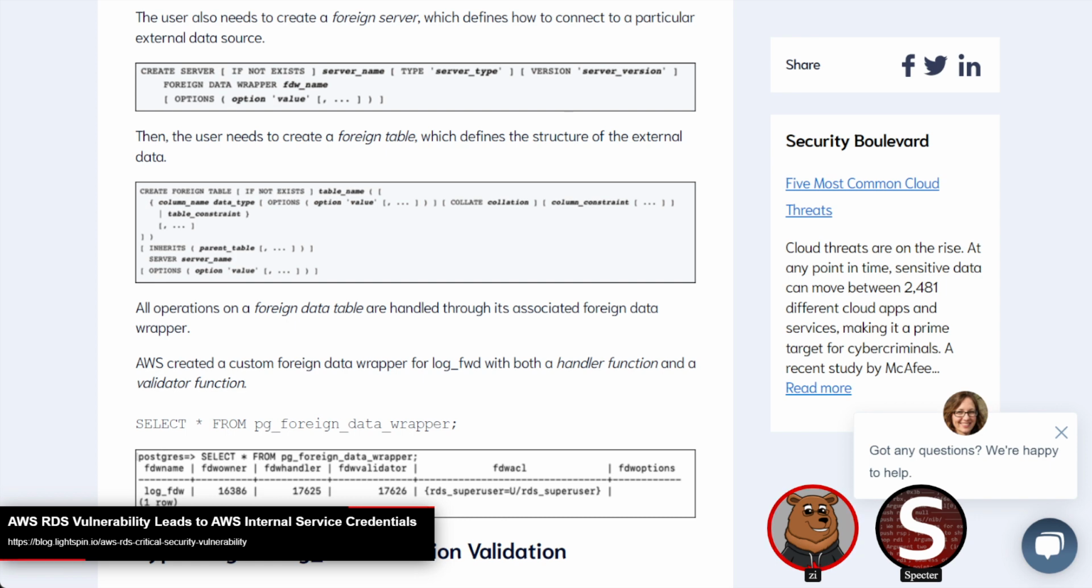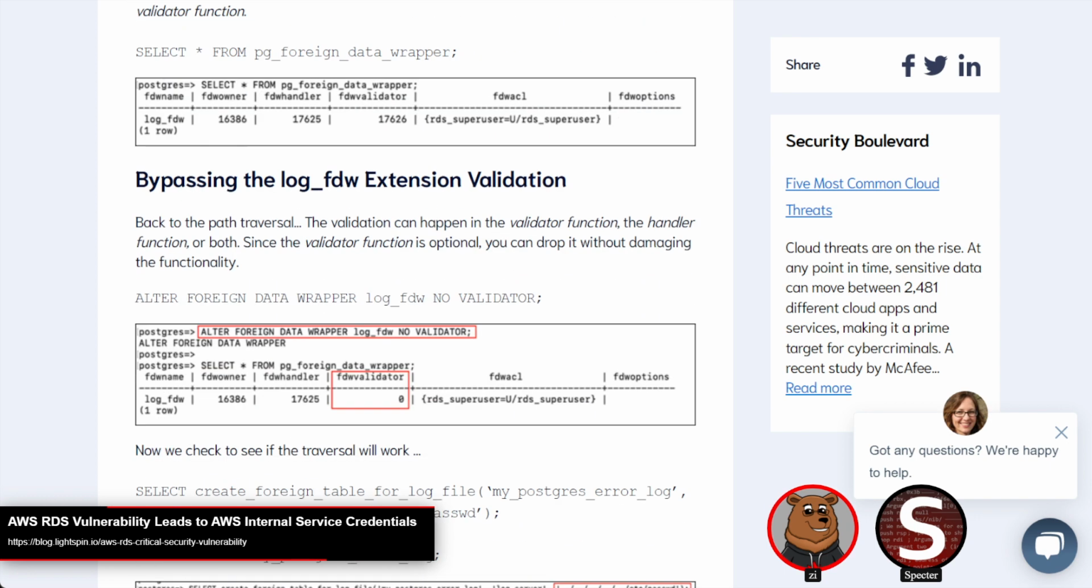So in this case, even though Amazon did have some security there to prevent just loading arbitrary files, that was only enforced in this validator. So basically, by running the ALTER FOREIGN DATA WRAPPER log and just telling it no validator, they were able to bypass the checks that prevented you from loading arbitrary local files. By turning that off, the actual handler itself didn't do any of these checks. Therefore, they were able to load like /etc/passwd or anything like that.